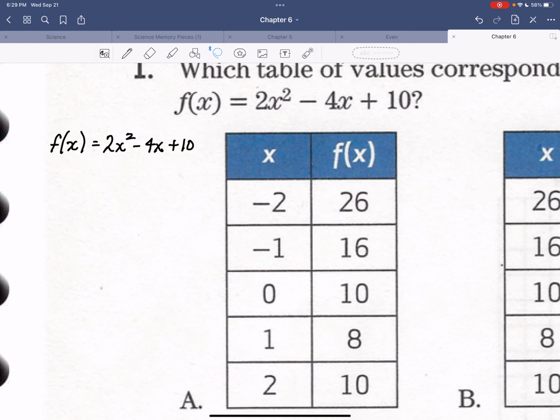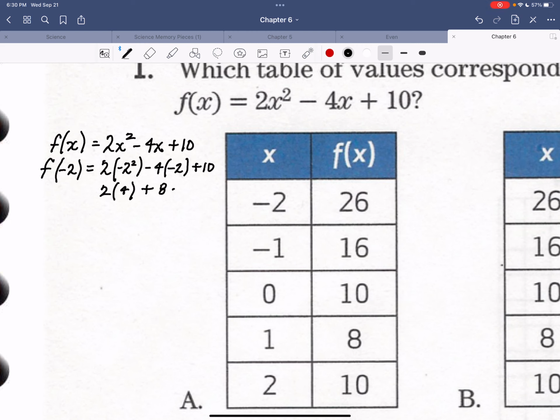So, okay. I'm going to substitute that negative 2 for my x, and we'll see what we get. So 2 times negative 2 squared minus 4 times negative 2 plus 10. So 2 times positive 4 plus 8 plus 10. So 8 plus 8 plus 10, that is going to be 26. So that point does indeed check out. This could possibly be my answer.